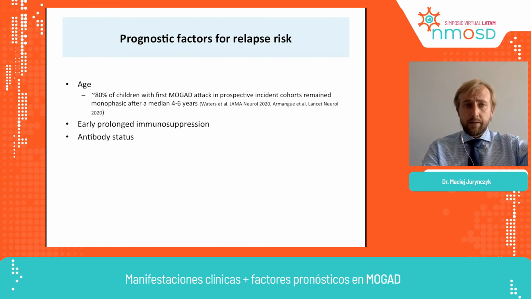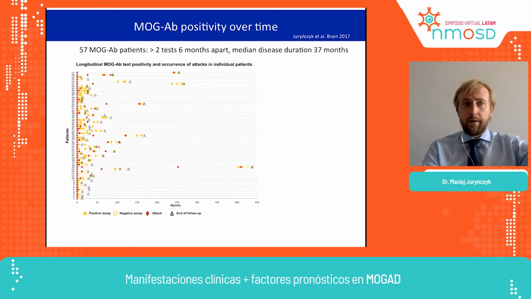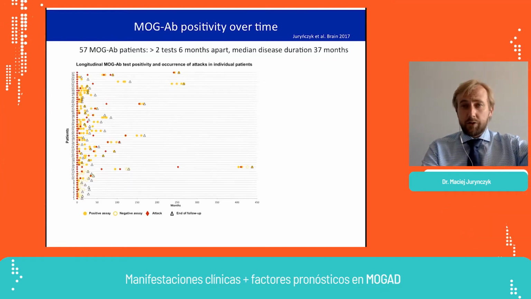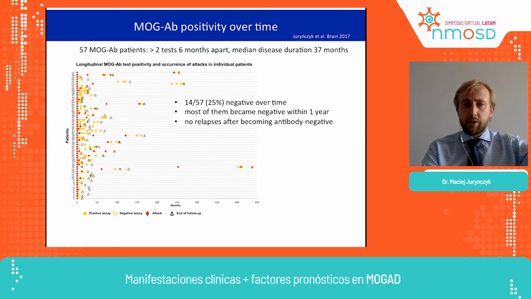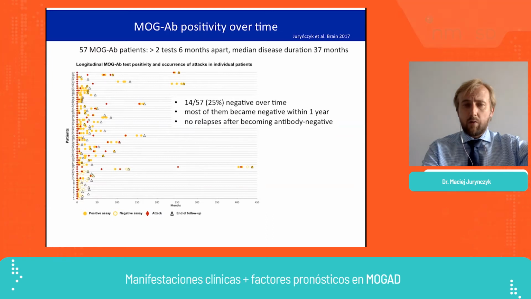In our study, we obtained information on 57 MOGAD patients who had at least 2 tests performed at least 6 months apart, and the median disease duration for this subgroup was 37 months. And 25% of patients turned and stayed negative over time. Most of this negativity occurred within the first year from disease onset, and in this subset of patients, we have not observed any relapses.